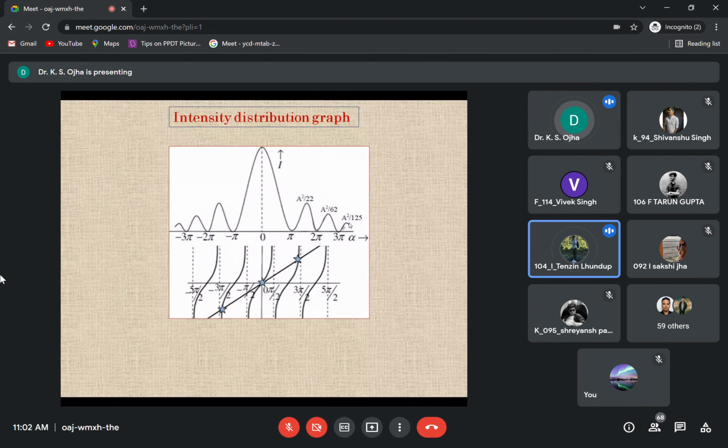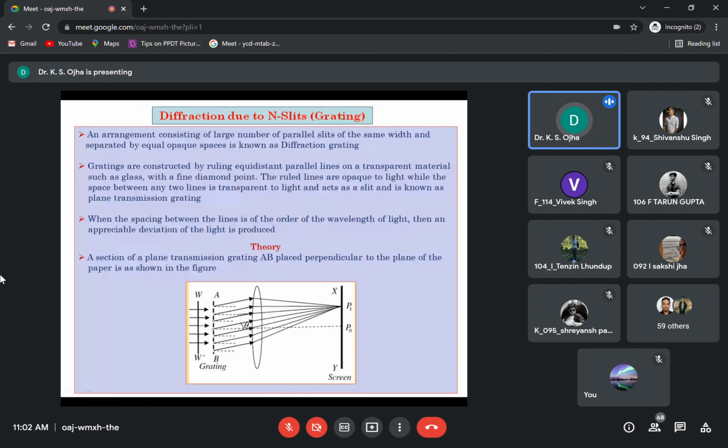Now I am teaching a bit faster ahead because the syllabus has to be finished. Now we are going to apply this result to the diffraction due to N slits, meaning the diffraction grating. So here we are going to discuss the theory of the diffraction. We have already sent all the notes; we are explaining here, and we will go through the notes.